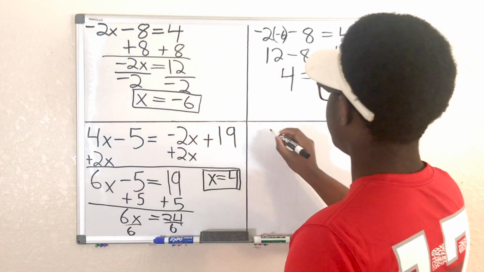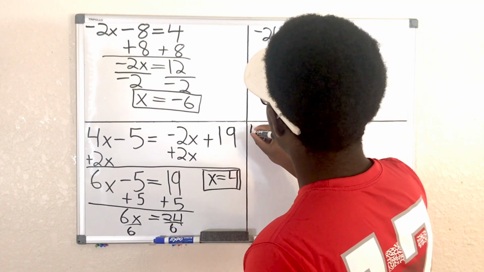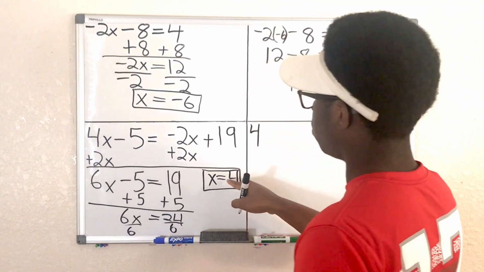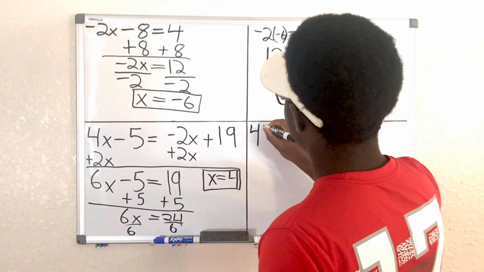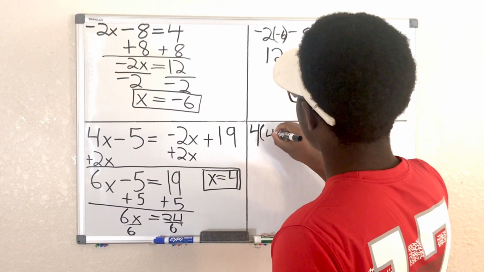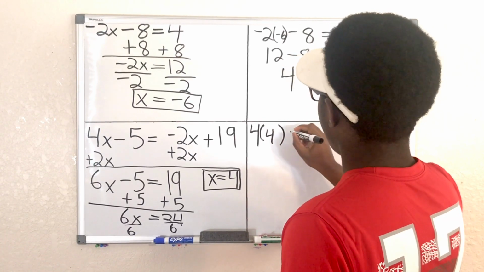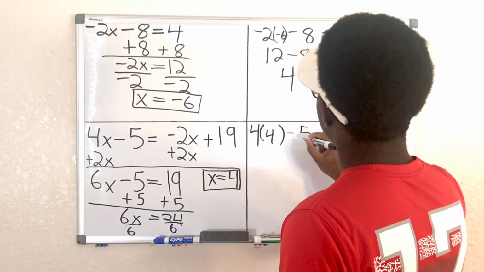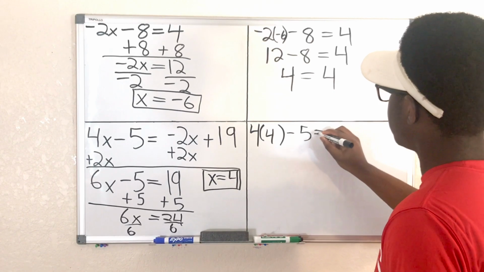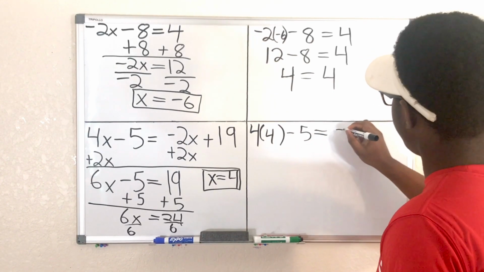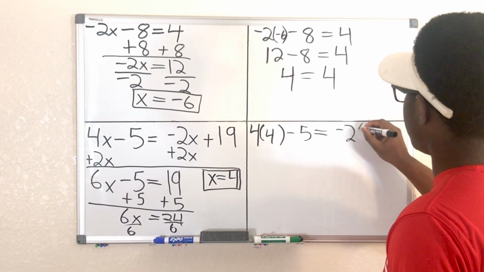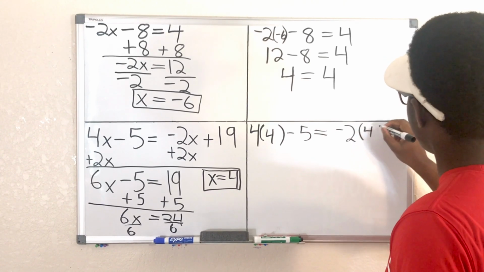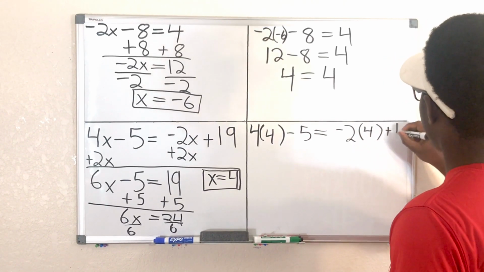So we can bring it to this side. So we have 4x, remember x is equal to 4. So we can simply substitute x for 4. 4 times 4 minus 5 is equal to negative 2. Don't forget that negative sign. Times 4 plus 19.